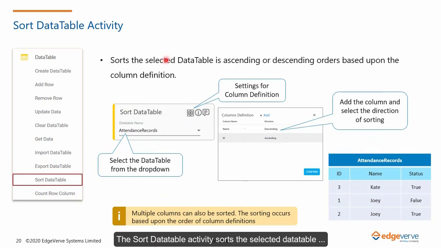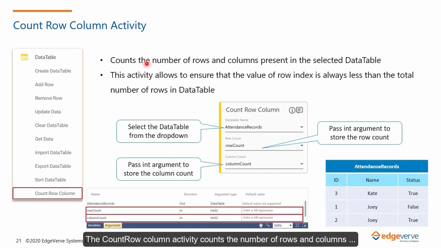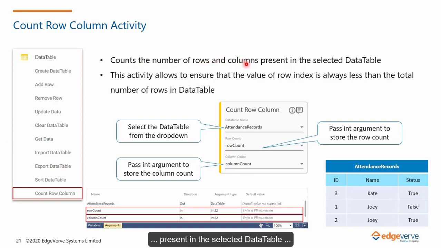The Sort Data Table activity sorts the selected data table in ascending or descending orders based upon the specified column. Here in this example, attendance records data would be sorted based on name column arranged in descending order and ID arranged in ascending order. The Count Row Column activity counts the number of rows and columns present in a selected data table, and you may want to use this value while iterating a data table.